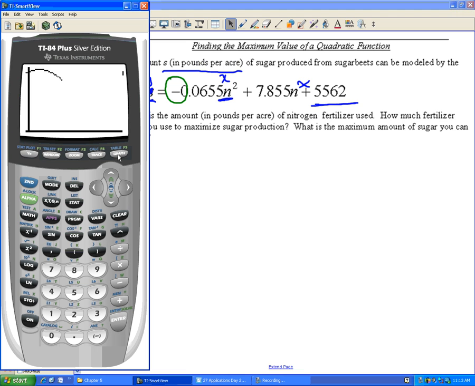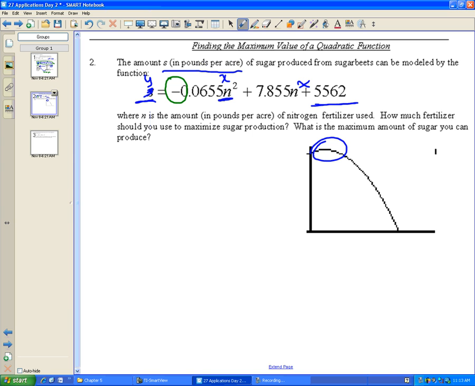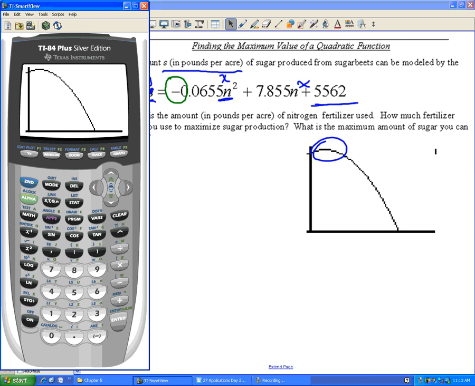And notice it goes up and then back down. It's this point here, this top point here, which is my maximum. And I need to find out what that is. So to find the maximum, I hit second, and I'm going to hit trace to go to calc. The maximum is number 4, so I go down to number 4 and hit enter.